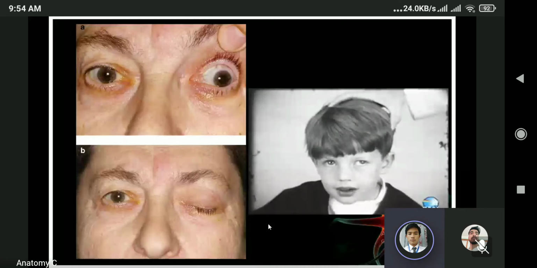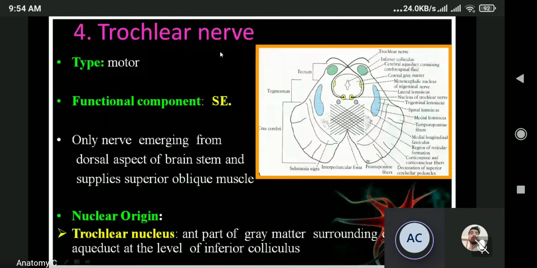No. That means the oculomotor nerve, the trochlear nerve, and next the abducens nerve, because this is the trochlear nerve, which is the fourth one. The mnemonic is SO4 and LR6: superior oblique by the fourth, lateral rectus by the sixth. So the fourth cranial nerve, the sixth cranial nerve, and the third cranial nerve will have the same functional component, that is somatic efferent. Is it clear?